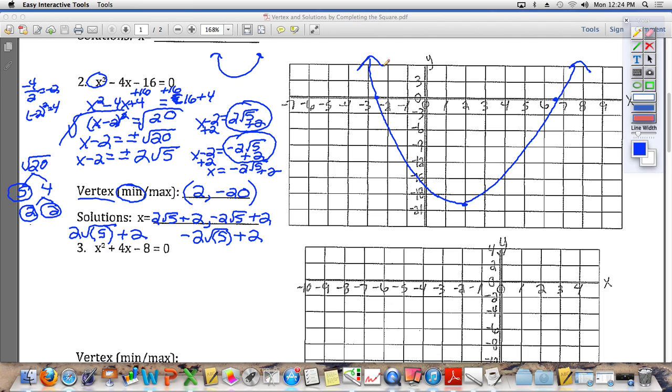And you get something like 6.5-ish. Yeah? And then for the other one, you just type a negative in front of the 2. Negative 2 square root of 5 plus 2. All right? All right. Let's move on to, I want to go backwards now.